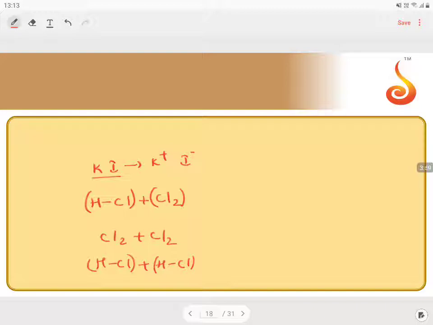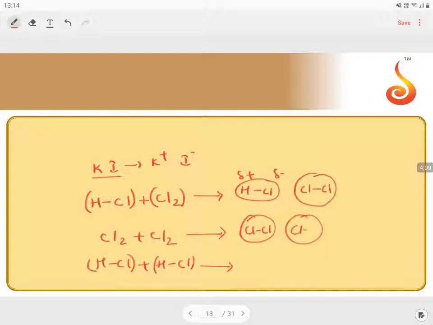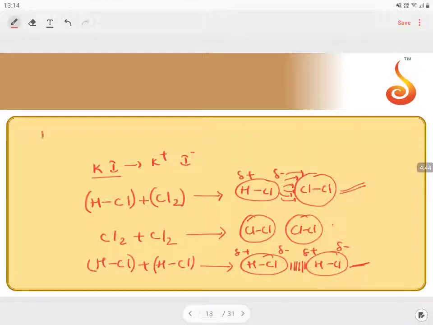If I am taking these molecules, what is there in each case? HCl is a polar molecule, with delta plus and delta minus. Cl2, Cl bond Cl, is symmetrical. In the case of two HCl molecules, a polarity is developed on each, delta plus delta minus, which is permanent. So the polarity is already developed in both. In the case of two Cl2, there is no force developed. Here the polarity is being induced on the Cl2 by the HCl. Now this gets induced polarity much faster, and since the other is already polar, there are attractive forces.